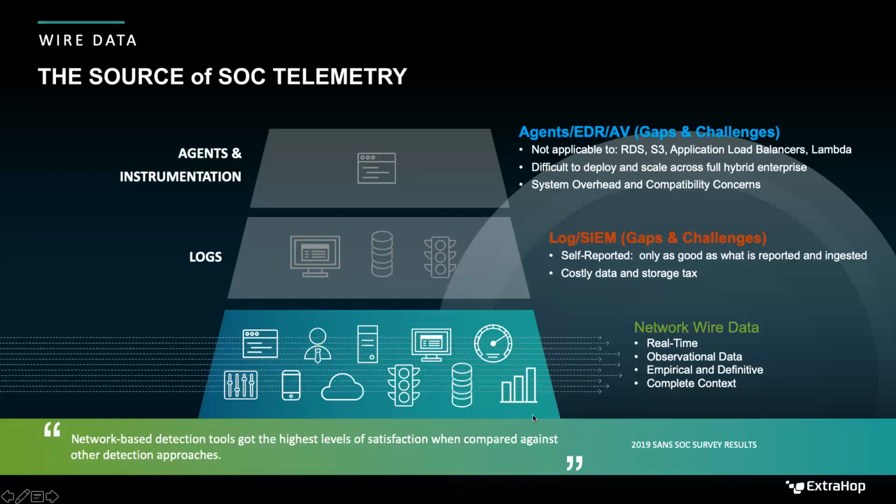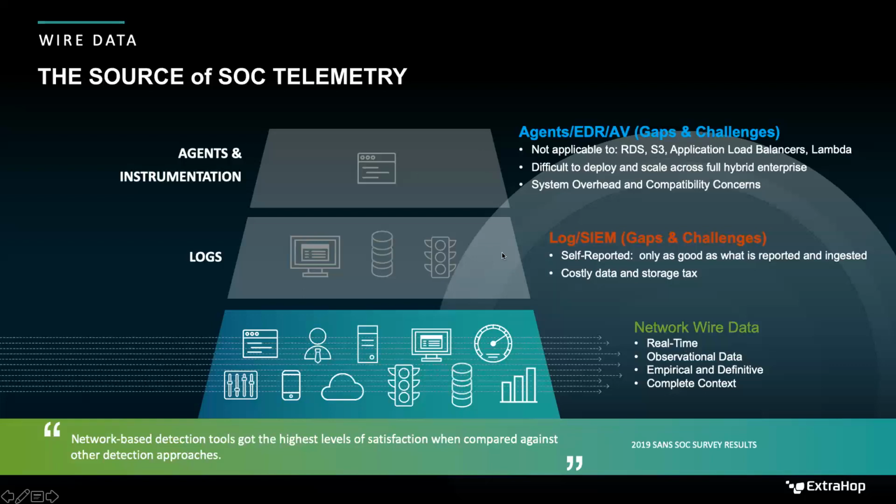So tools like ExtraHop, we keep on monitoring the network 24/7 for anything and everything. And based on that comprehensive set of data, we can surface anomalies in real time. It's empirical and definitive. This is what it is. You can't tamper with the network. Versus you can tamper with these things. You can undeploy these guys.